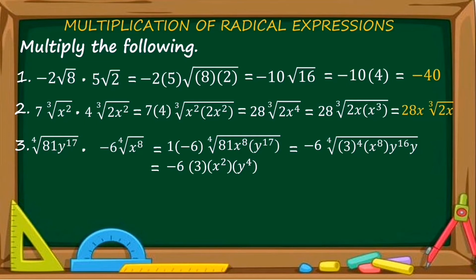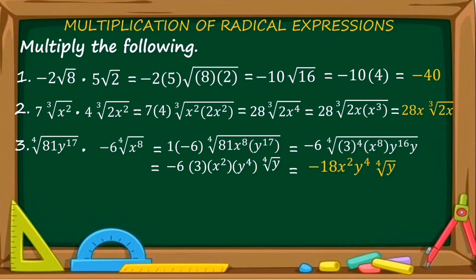And then the other radicand, which is y, is still written inside the radical. So that is fourth root of y because it has the exponent of 1, which is less than the index. Finally, we have negative 18x squared y raised to 4 fourth root of y.